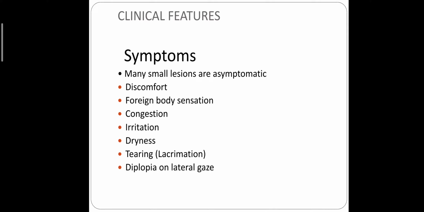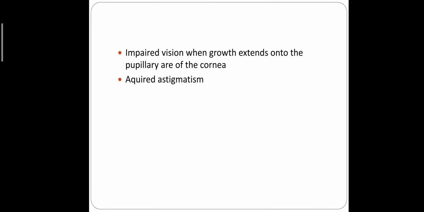Now I'm coming to the clinical features. Many small pterygiums are asymptomatic. They won't have any symptoms, and mainly they might be noticed accidentally by seeing in the mirror. But a few pterygiums, especially progressive pterygiums, can be associated with symptoms, though not continuously. They can have intermittent symptoms, like congestion, irritation, dryness, tearing, foreign body sensation, and some people will have decreased vision.